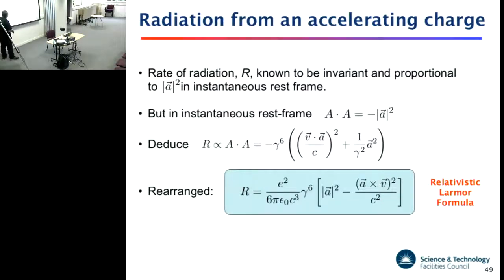It turns out that the Larmor formula, the energy that you get out from a particle, goes as a dot a. So the total energy that you get out goes as gamma to the 6. Then you can ask the question, well, where does that energy come from? And that's our discussion before.